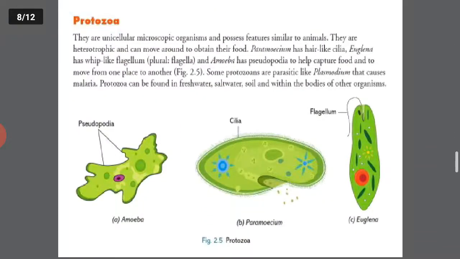Protozoa is the third type of microorganism. Pseudopodia, you can see Amoeba is shown over there. Amoeba, Paramecium and Euglena are all shown over there. They are unicellular microorganisms and possess features similar to animals. Pseudopodia are also known as the feet of the amoeba. Amoeba is a unicellular organism. Some protozoa are parasites, like Plasmodium that causes malaria. Protozoa can be found in fresh water, sea water, soil and within the bodies of other organisms also.